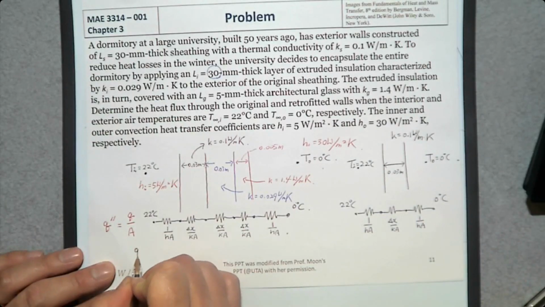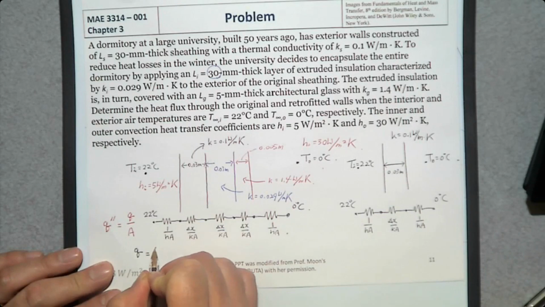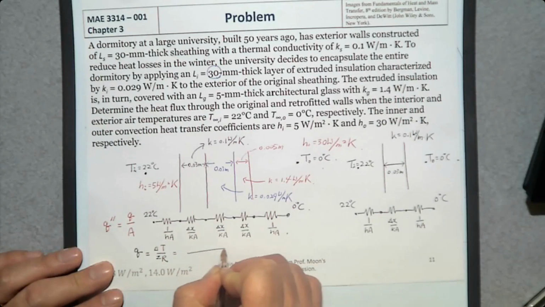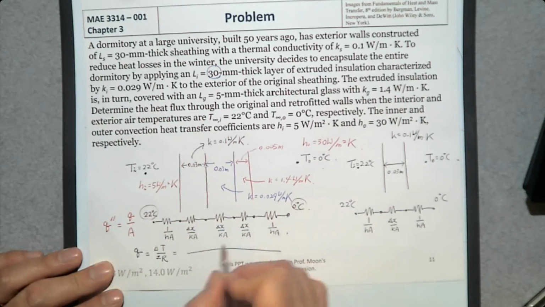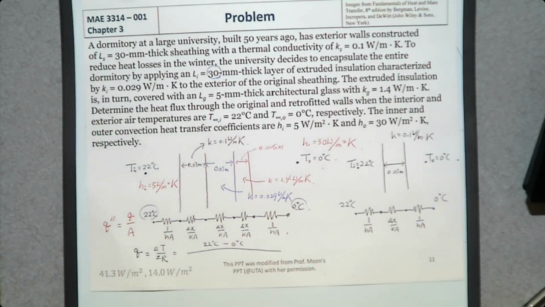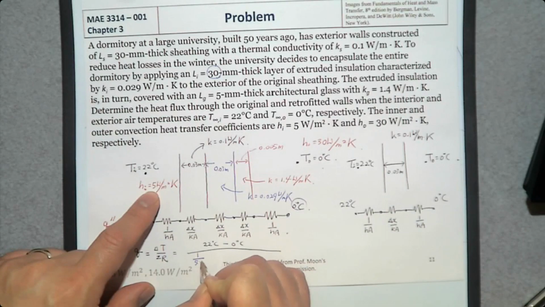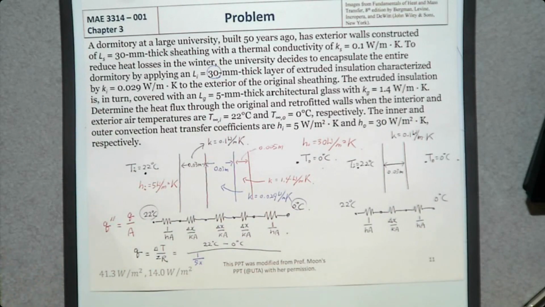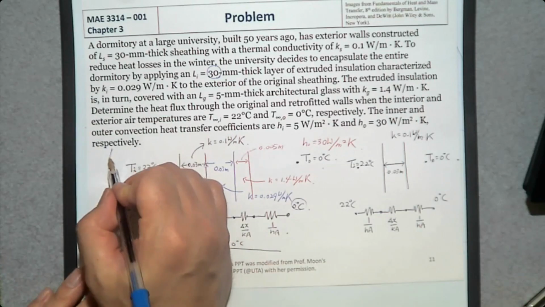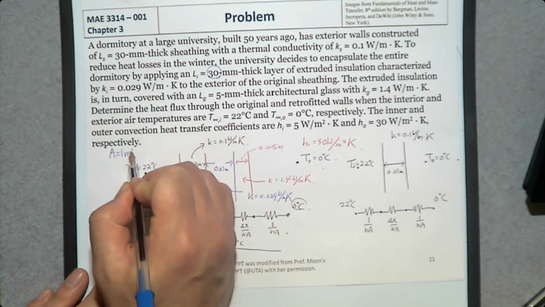Then let's calculate Q. Q is going to be delta T over the sum of R. What is delta T? 22 degrees Celsius minus 0 degrees Celsius. Then how many resistances? 1, 2, 3, 4, 5. So first, 1 over h, 5 times A. We are going to assume unit area. Area is going to be 1 square meter.